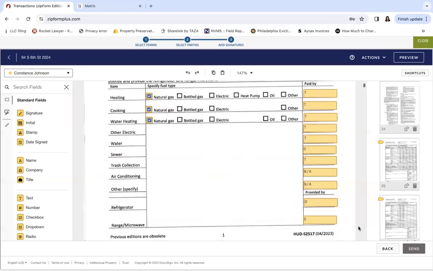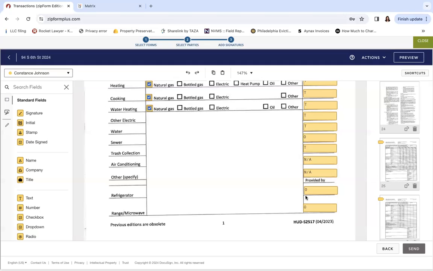We're gonna go down and they're asking who's providing the refrigerator. In this case, the owner is providing the refrigerator and also the microwave or range. Keep in mind, you do not have to provide a refrigerator for Section 8's purposes or for the Delaware County Housing Authority. It's not your responsibility. However, you do get more money if you provide the refrigerator for the tenant.